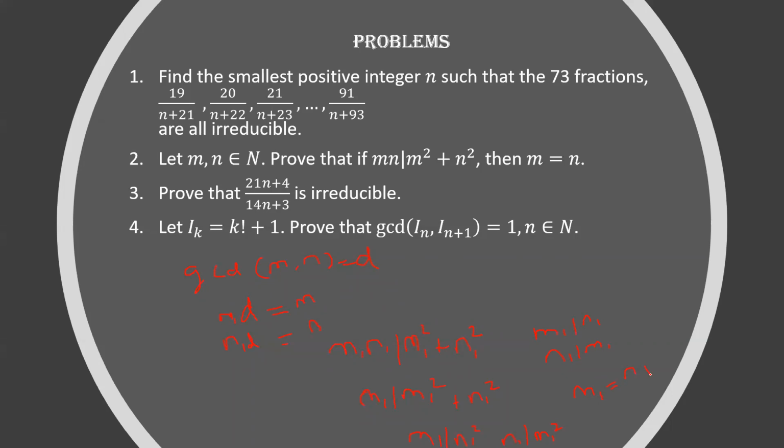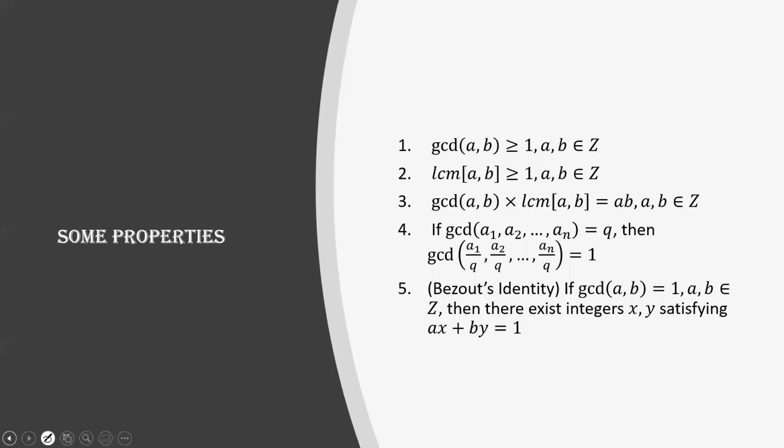If m1 is equal to n1 and GCD of m1 comma n1 is 1, these two are both equal to 1. So what can you do? In place of m1 you can put 1, in place of n1 you can put 1, and you will get m equal to d, n equal to d. So m is equal to n is equal to d. So finally we have m is equal to n. So that is our result. So hence we have proved 2. Just a minute.